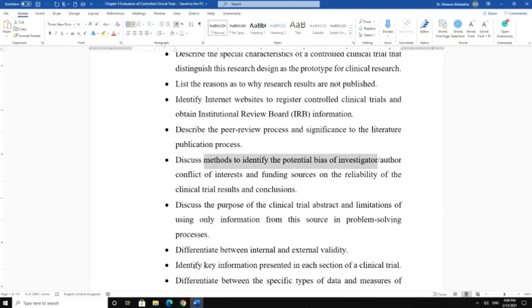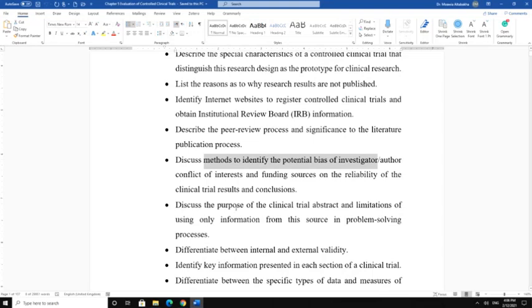You need also to discuss the purpose of clinical trial abstract. What's the importance of abstracts? What are the types of abstracts? What are the limitations of abstract? Okay, because of time constraints, many readers tend just to read the abstract and rely on that, and that is not correct. In order to apply the clinical trial methodology, you need to read the whole published trial.